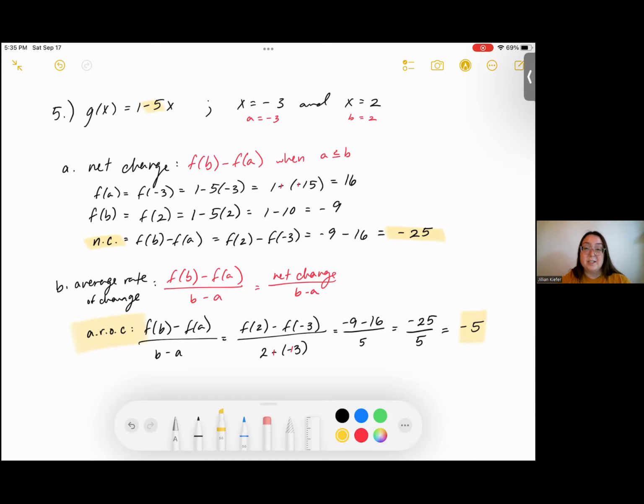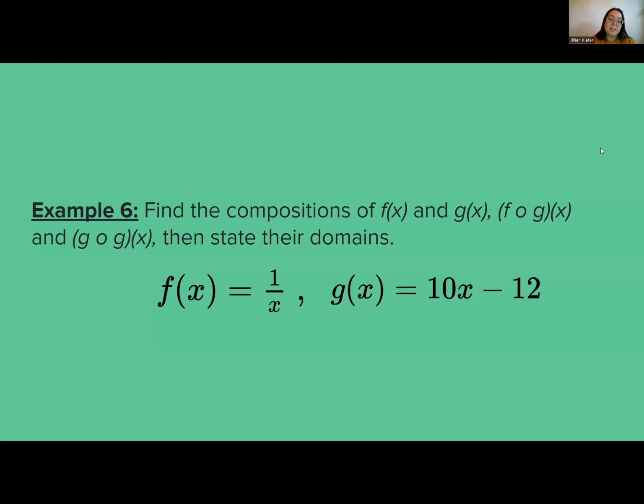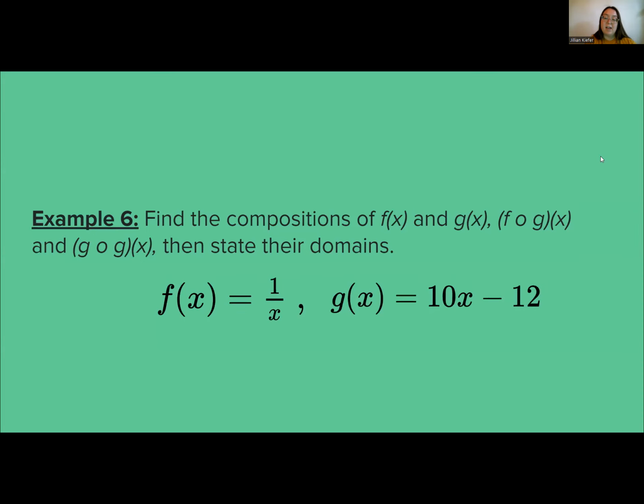Let's go ahead and do example 6. All right, so example 6, we want to find the compositions of f of x and g of x. So this would be f of g of x. We see that circle operation there, meaning composition or composed. So f of g of x. And we also want to find g of g of x. So we're finding the composition of f and g, and then we're finding g composed with itself. And then we're going to state their domains. So f of x is 1 over x, and g of x is 10x minus 12. So let's go ahead and go to our notes to work on this problem.